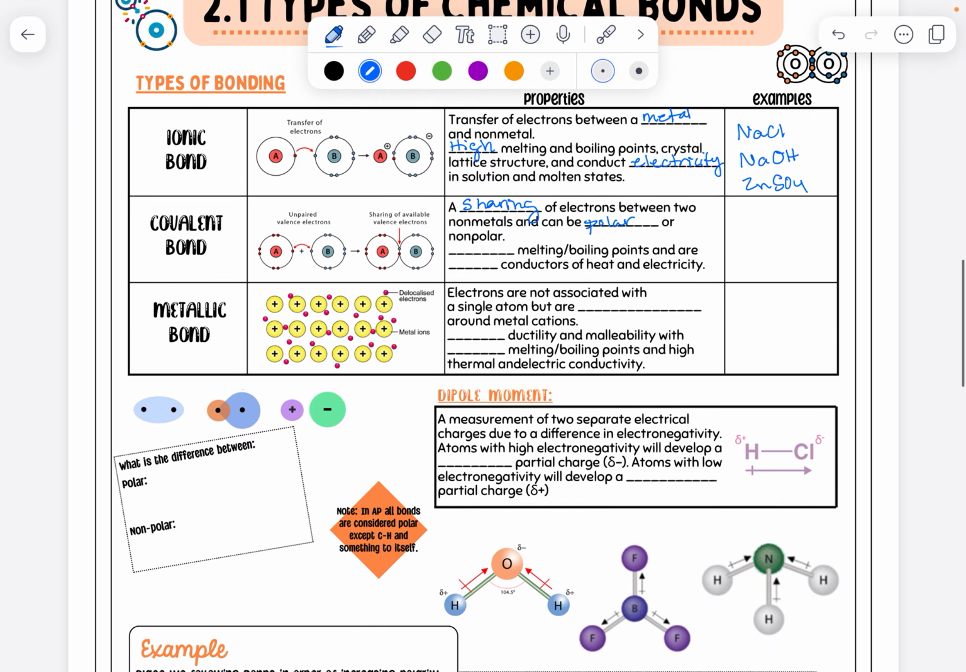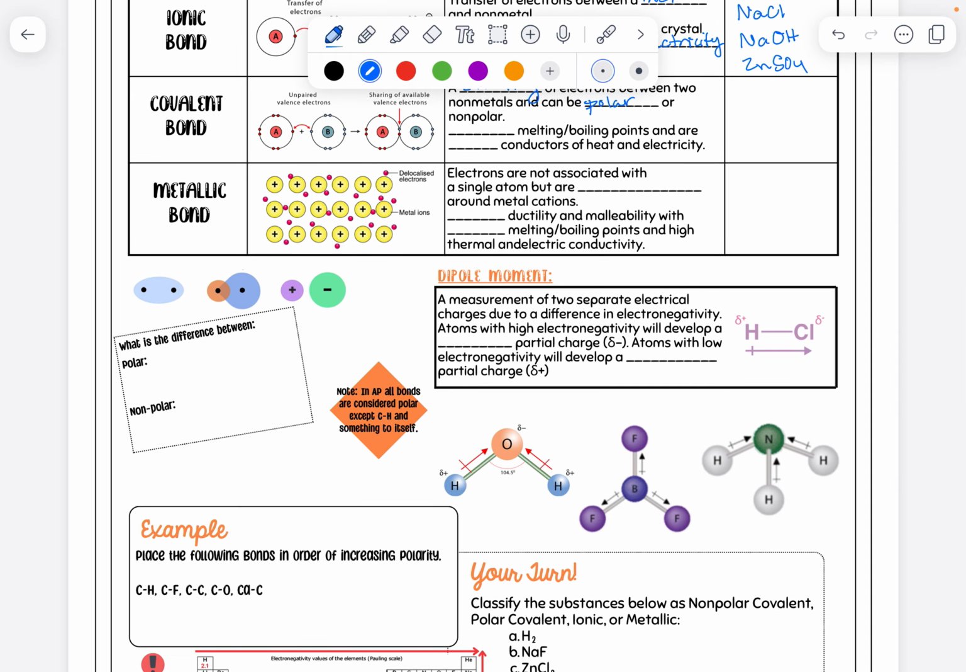So what is the difference between polar and nonpolar? I'm going to jump down here. If it's polar, there's an uneven distribution of that sharing of electrons. So that means one atom has that electron closer to it than the other. And we sometimes call it a pull.